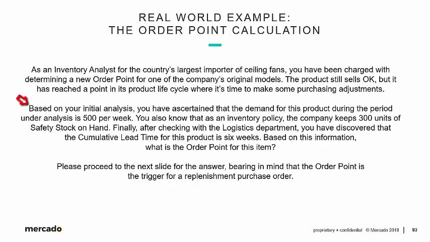Based on your initial analysis, you have ascertained that the demand for this product during the period under analysis is 500 per week. And we'll assume that it's 500 per week throughout the entire planning horizon. It won't be like that in the real world. This is for ease of calculation. You also know that as an inventory policy, the company keeps 300 units of safety stock on hand. Finally, after checking with the logistics department, another example of integration and collaboration, you have discovered that the cumulative lead time for this product is 6 weeks. Based on this information, what is the order point for this item?